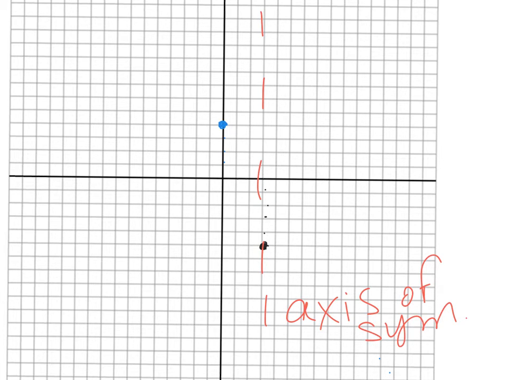Okay, why do I care about that? Because I know it's symmetrical. So if the y-intercept is 3 units from the axis of symmetry, then I know there's another point 3 units on the other side of this. So I'm just going to reflect that over, and there's my point.